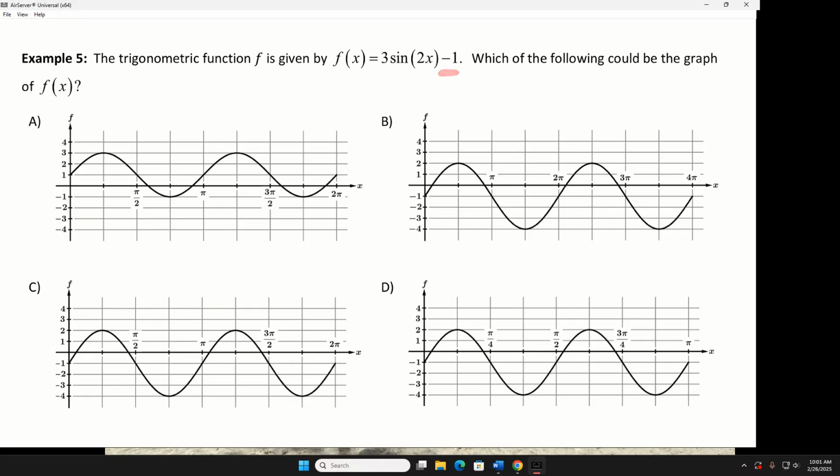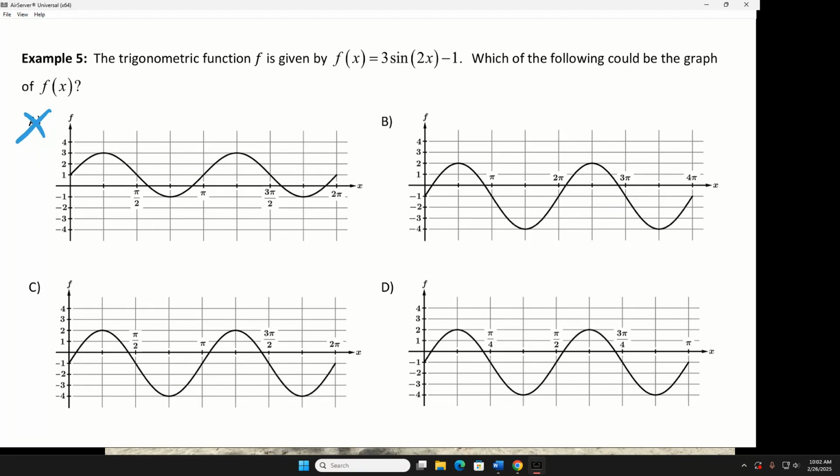-1. So they all have a midline of -1 except A. So A is done. The rest of these have the right midline. They also have an amplitude of 3, I'm pretty sure, yeah. And they all look like the sine curve. So it's going to come down to the period again.